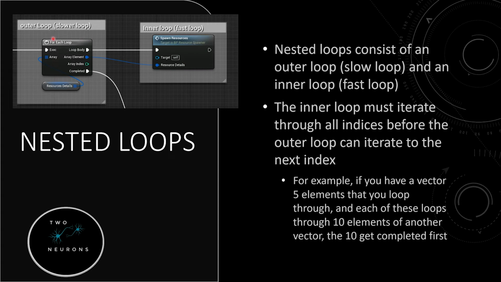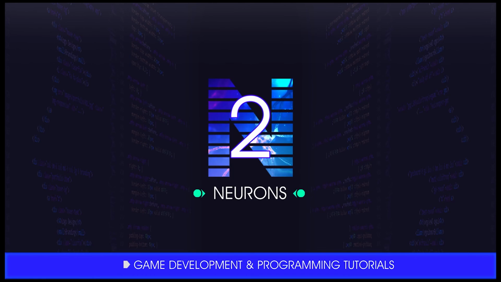Then it will come back out here and go, I have something else to do. I have a second resource. And it'll go to index 1, and it will spawn however many we have. Say it's 10 again, so it will spawn 10. So the inner loop will go through all of the indices it has to go through before the outer loop can proceed to the next index. The loops will complete once the outer loop has gone through all of its indices. All right, that takes us through nested loops and what we need to know for this video.